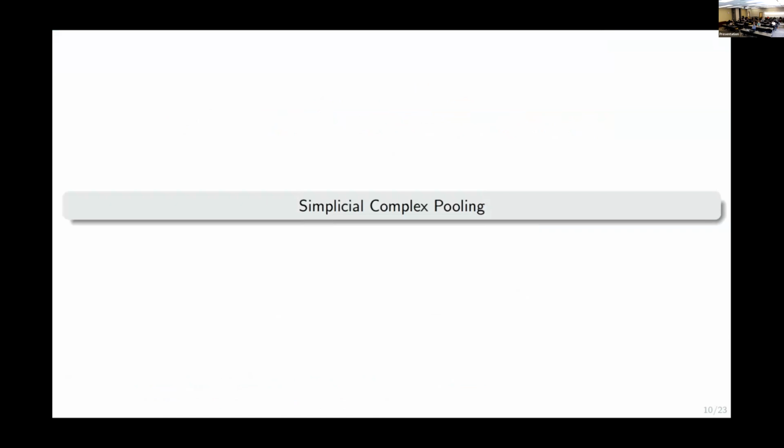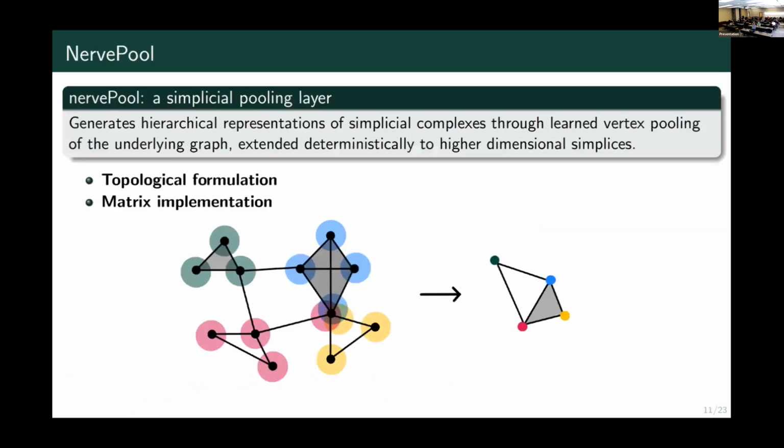Okay, so now I'll get to the particular problem that we're interested in, which is being able to define a pooling layer for these cases. So our goal, similar to DiffPool on graphs, is to generate a hierarchical representation of these simplicial complexes that we can get using just a learned vertex pooling of the underlying graph. And then we're able to extend these clusters on just the vertex set to all of the higher dimensional simplices in a deterministic way. So this really reduces down to passing in a partition of the vertex set, and then you can tell me what the coarsened simplicial complex should be.